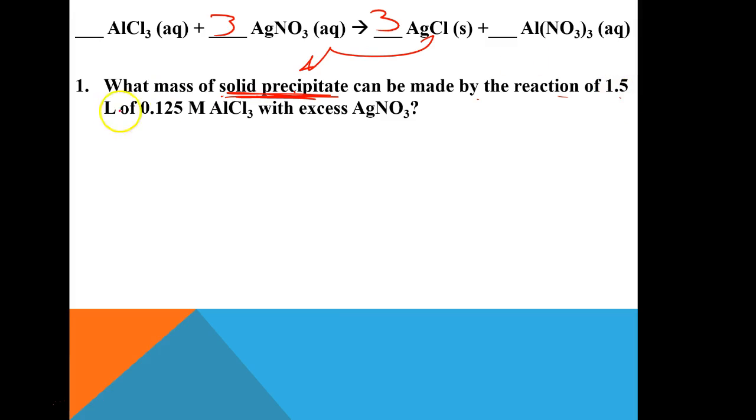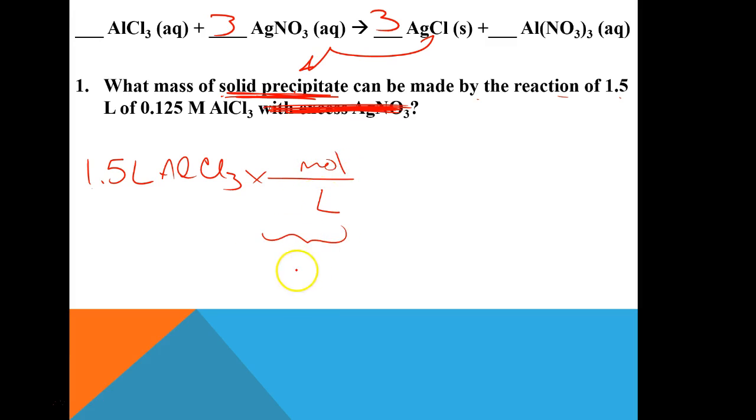Can be made by the reaction of 1.5 liters of AlCl3. Notice I wrote down the number, the unit, and the chemical. It's a good habit to have. So 1.5 liters of AlCl3. Remember, when it says excess, we're just going to cross off excess silver nitrate. Okay, that's an old habit. Whenever you see excess, you can just cross it off. We're going to put liters on the bottom. We're going to put moles on top. That's your molarity. And the thing is, when you're using molarity, you're going to put a 1 by the liter. And that 0.125 goes by the moles. That's what makes it a little different.